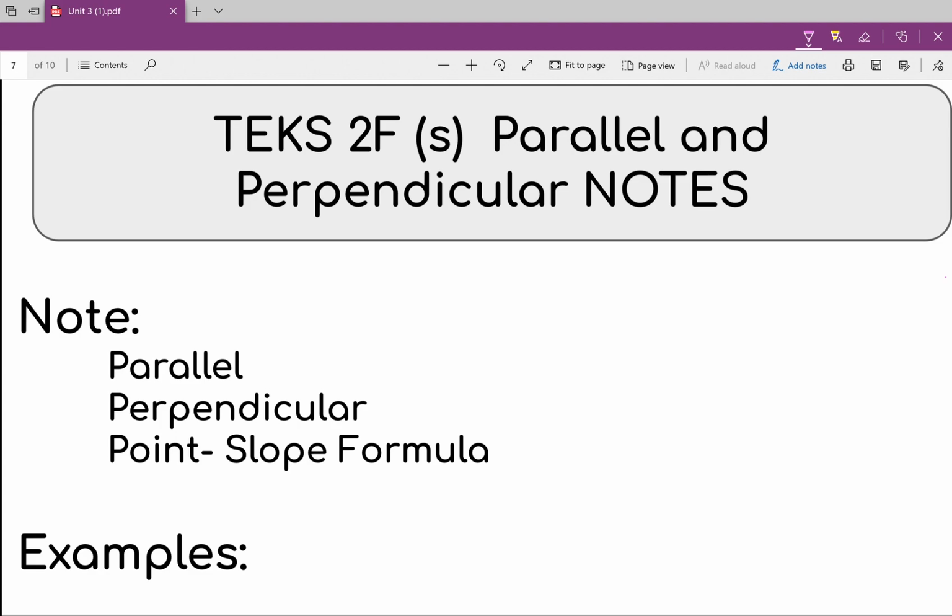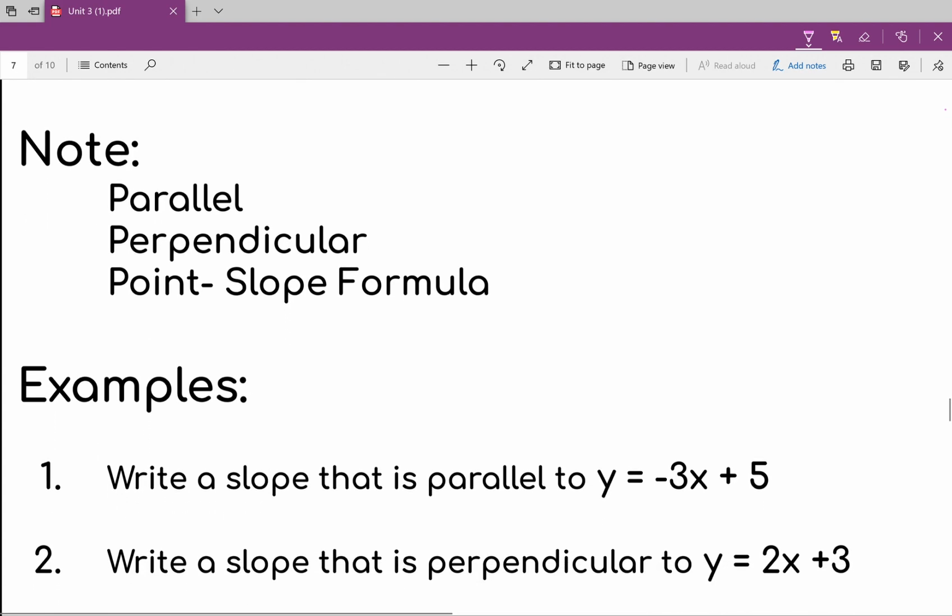TEKS 2F, parallel and perpendicular notes. Okay, so today we're going to talk about parallel and perpendicular lines. So let's look at the note part.